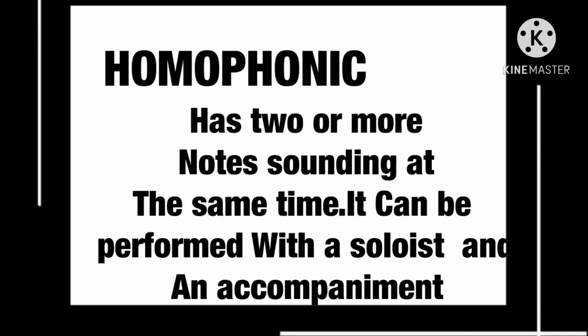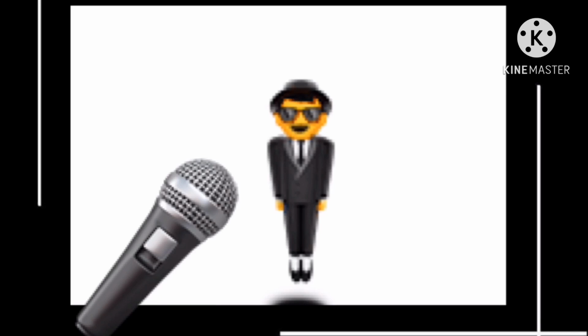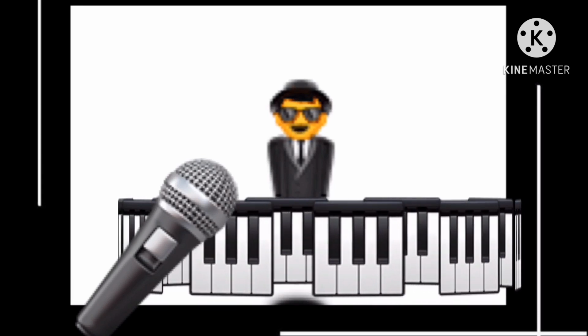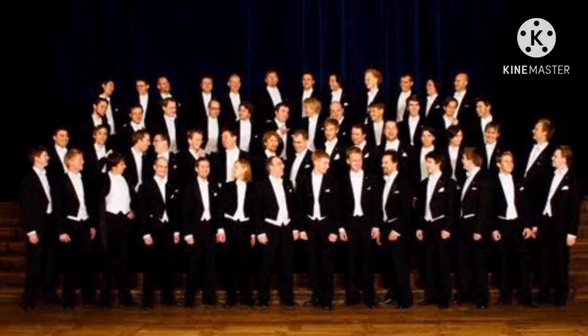The next type of texture is homophonic texture. It has two or more notes sounding at the same time. It can be performed with a soloist or with an accompaniment. Now for our example, we have here a soloist and a pianist performing at the same time. Now another example is a choir or a chorale, wherein a soprano, an alto, a tenor, and a bass is singing at the same time.